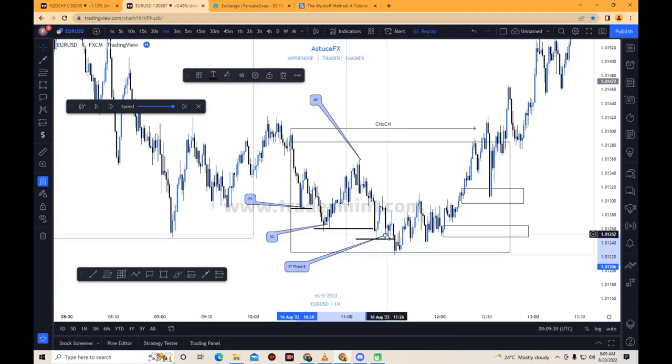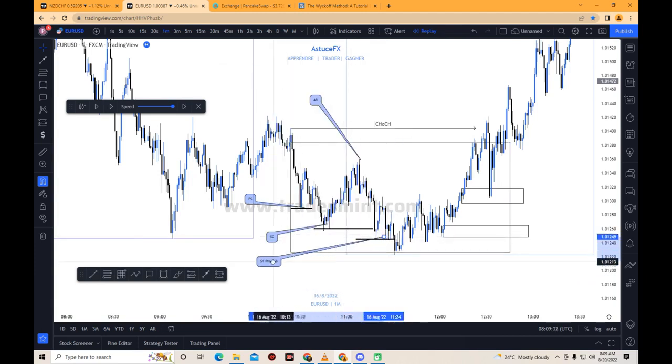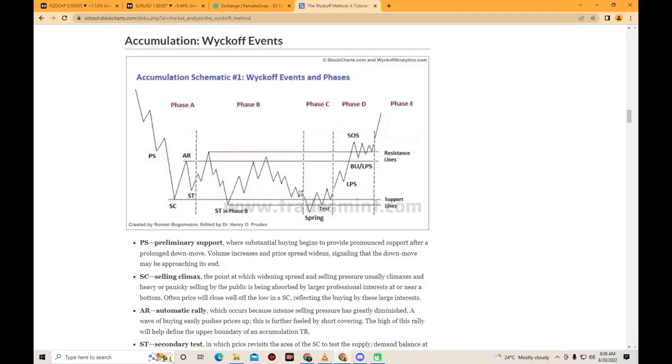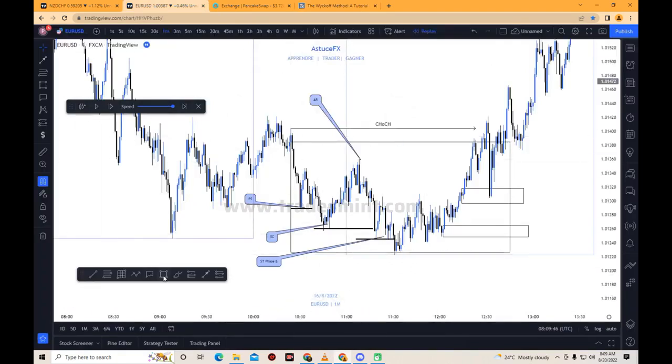Yeah, the secondary test in phase B is here, and after the secondary test in phase B, we have the spring. It is the spring that will clear all the liquidity created here. Even the secondary test, actually, we are going to take all the liquidity, and now we have the change of character to the upside.